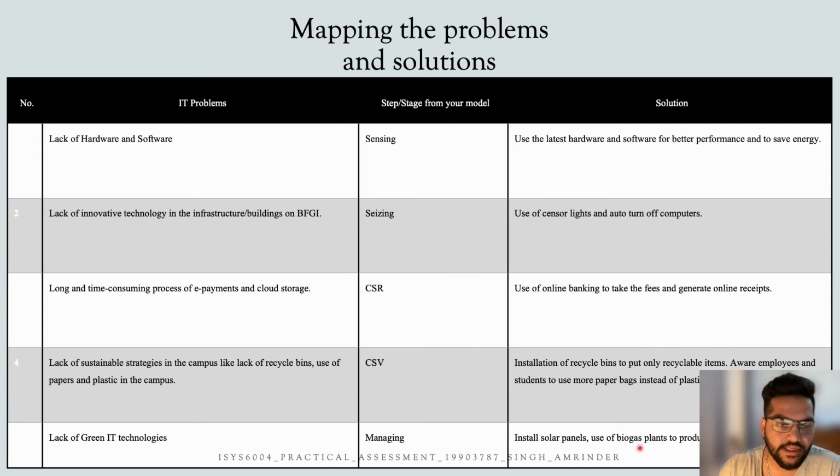And because of that rural area, they can use the waste of animals to convert into gas through biogas plants. This will save their time and money, and all these green IT technologies will work on renewable sources.